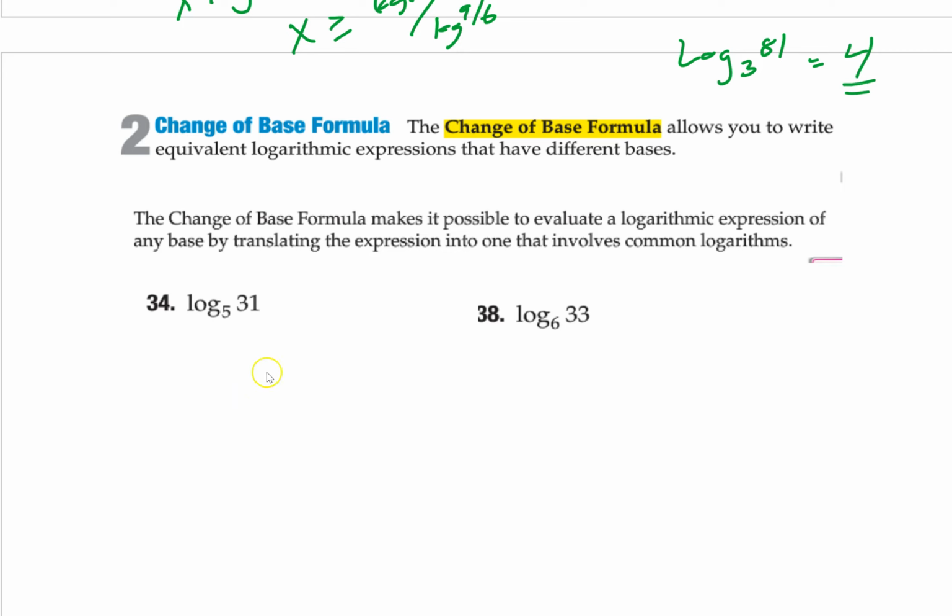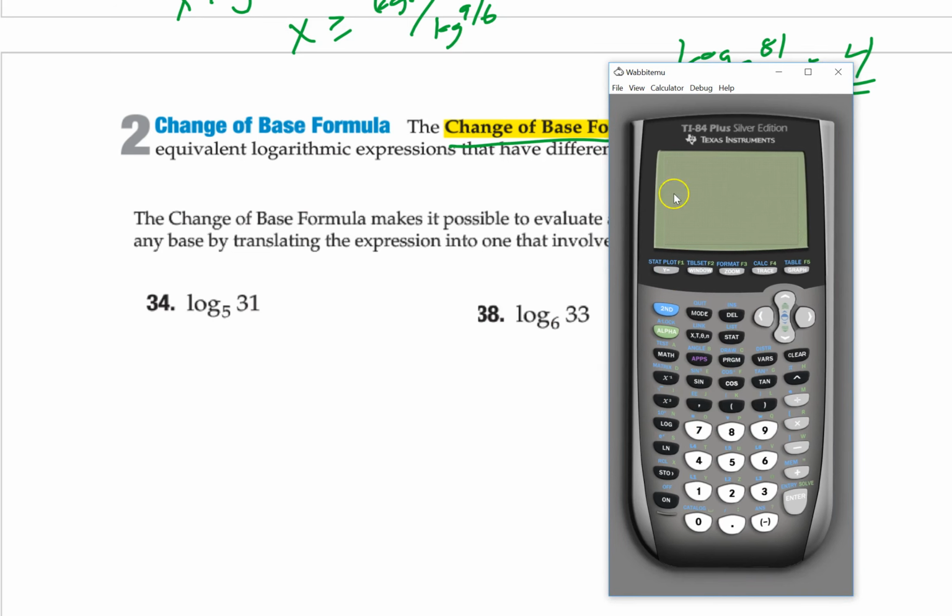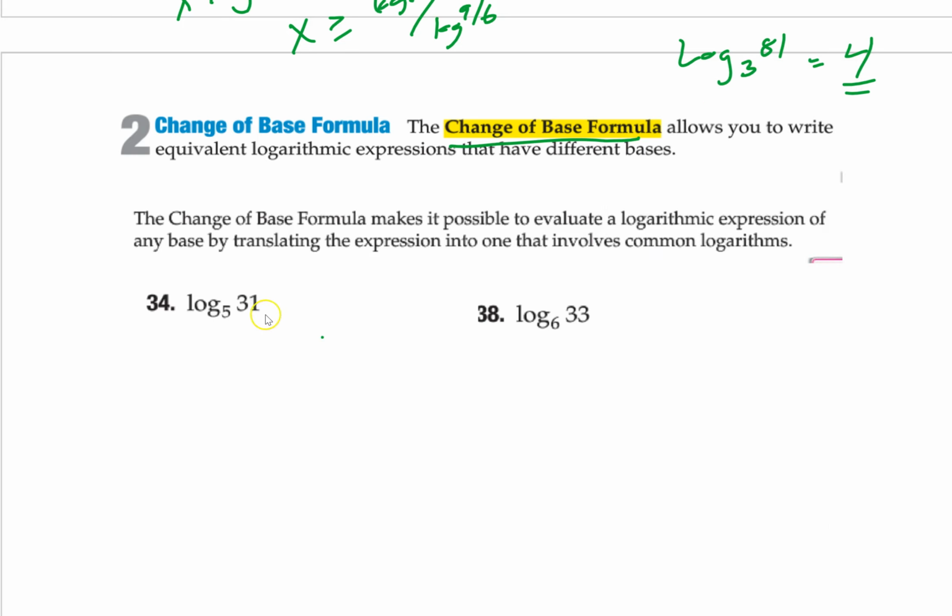But sometimes you can't. 5 to what power equals 31? There's no power that's nice that works that way. So how do we do this? Well, we use a calculator. And there's a change of base formula. Very simple formula to use this in your calculator. Because if you bring your calculator up, if you put log, it's automatically base 10. How do I put the base? So what we do is this. Very simple. You just separate it.